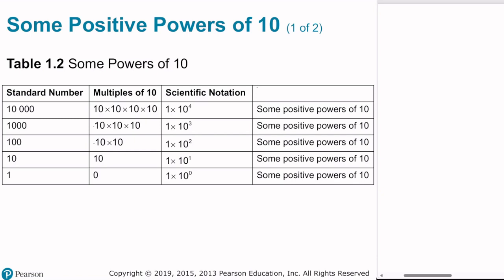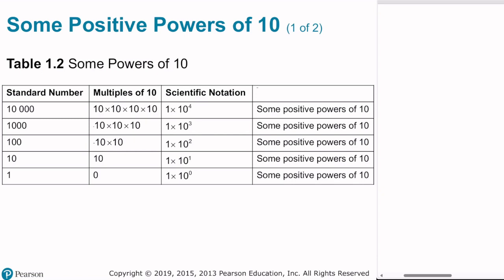So we would just have one multiple of 10, 1 times 10 to the first. 100 could be expressed as 1 times 10 to the second, which could be expressed as 10 times 10. 10 times 10 is 100. 1 times 10 to the third would give us 1,000. So 1,000 can be expressed as 1 times 10 to the third. And that's also 10 times 10 times 10. That's 3 tens. 10,000 can be expressed as 1 times 10 to the fourth, or 10 times 10 times 10 times 10.